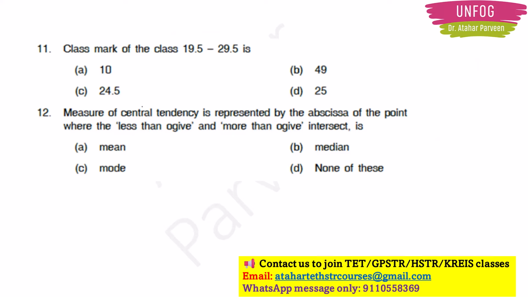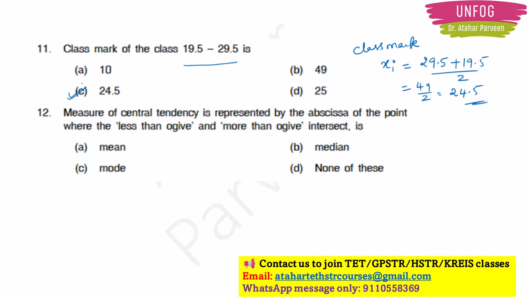Next, question number 11. Class mark of class 19.5 to 29.5 is. They are asking you the class mark. Remember, class mark or xi. How do you find the class mark? You do it with the upper limit plus lower limit by 2. This is your class mark. If you add, you will get 49 by 2, which is 24.5. Option C will be the right answer. It is upper limit plus lower limit by 2. Basically you are finding the midpoint of the given class interval. That is your class mark.